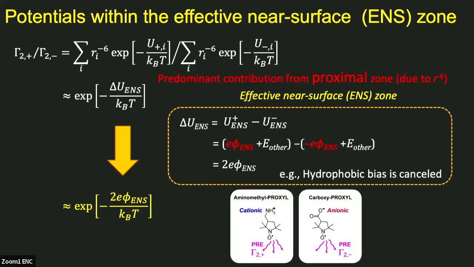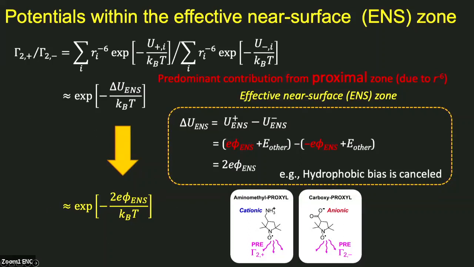For example, for any nitroxide, it's known that they have some hydrophobicity. So there could be a hydrophobic bias in spatial distribution. But such effects are canceled because for these two compounds, hydrophobicity are pretty much the same. So the hydrophobic effects are canceled, but electrostatic component remains. So this one can be approximated by this one.